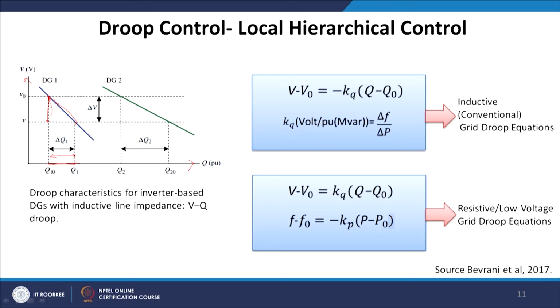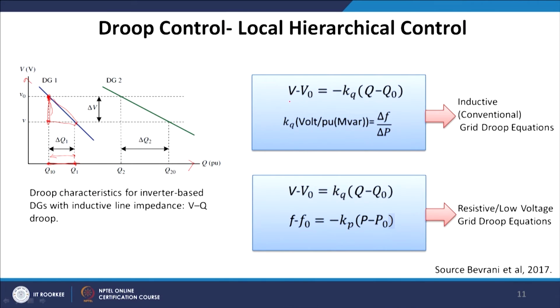A voltage variation, V0, leads to Q0. When voltage drops to V, now the Q becomes Q1. So, droop characteristic for inverter based DGs with inductive line impedance, VQ droop. Now, we may have different V and Q characteristics for other generators. As the generators are different, the V and Q droop characteristics become different. So, for a given voltage change, you will experience different reactive power changes.